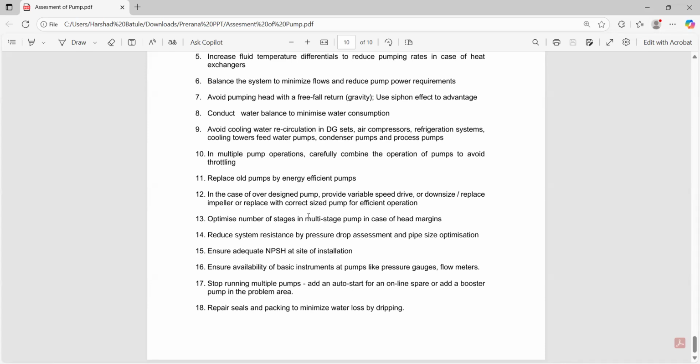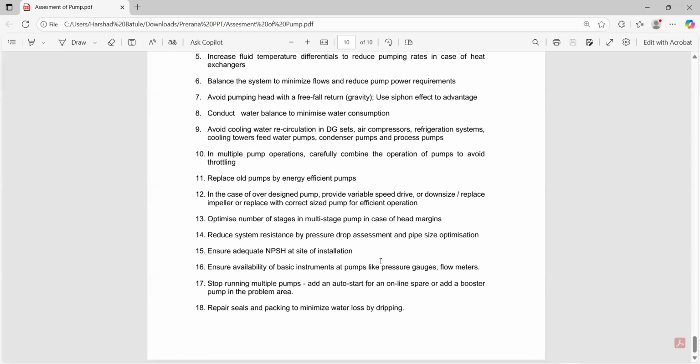Reduce the system resistance by pressure drop assessment and pipe sizing optimization. You have seen 250 dia and 350 dia; there would be significant frictional loss in both cases. If we increase to 300 dia, your frictional losses are going to decrease. Ensure adequate NPSH at the site of installation, means your net positive suction head has to be available. If you don't provide that NPSH at the site, your pump will go into cavitation.